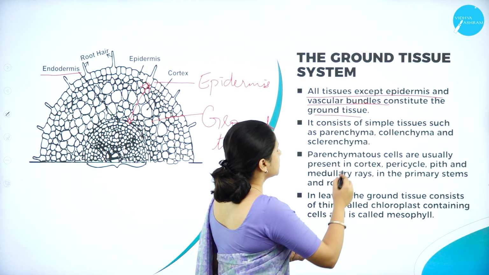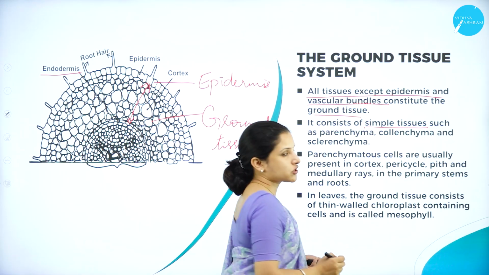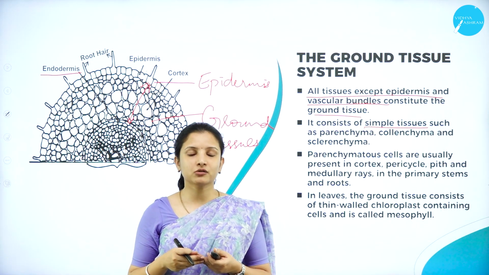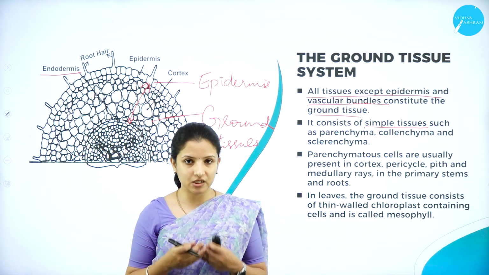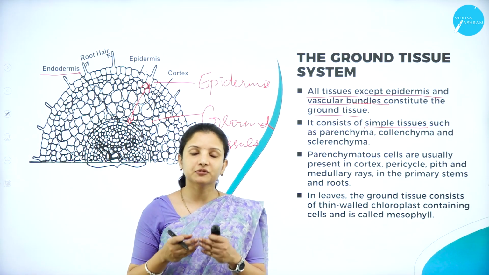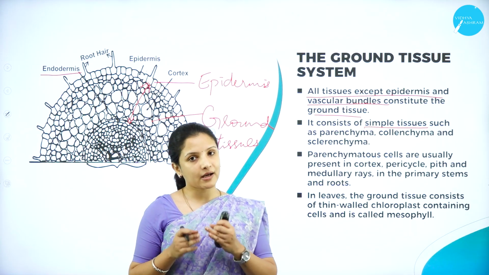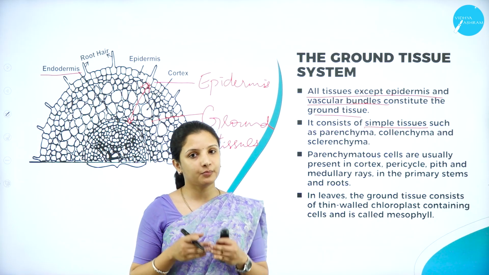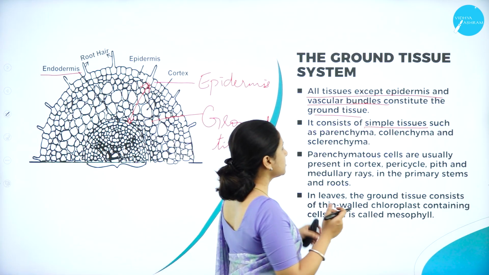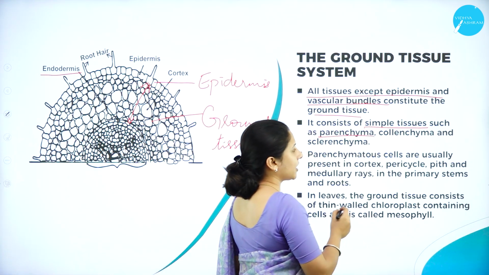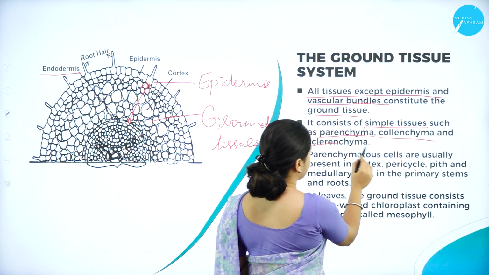We shall see. So it consists of simple tissues. So what are the simple tissues? It is a kind of a permanent tissue, right? So what are the different types of simple permanent tissue? The parenchyma, the collenchyma and the sclerenchyma, which you have studied in the previous session. So it consists of simple tissues such as parenchyma, collenchyma and sclerenchyma.